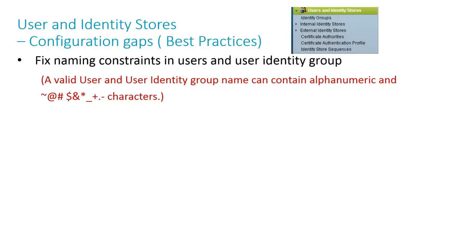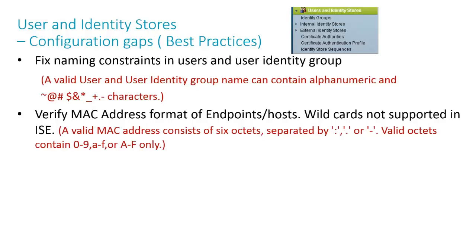ISE supports alphanumeric and certain special characters. Usually, in my experience, migrating user and user identity groups is a straightforward task. However, if you are using special characters such as space, parentheses, or backslash, then you might want to go back to your ACS and fix those names. Next point: ISE does not support wildcards in the MAC address. ACS supports it.